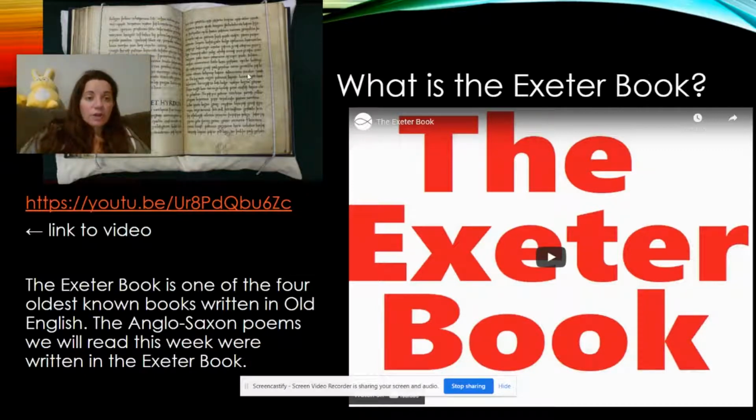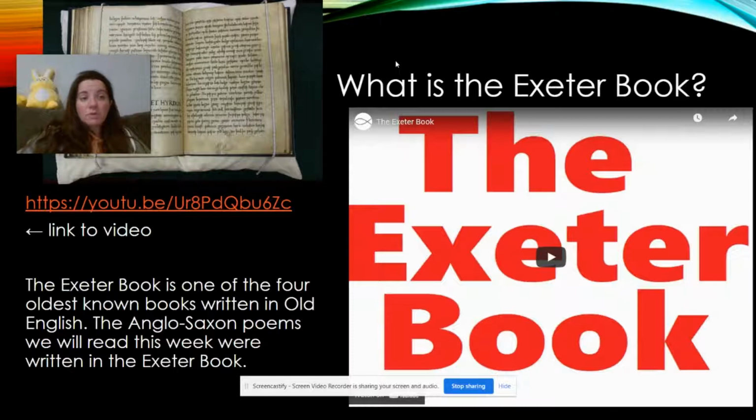You can see a picture of the Exeter book up here in the upper left-hand corner. The Exeter book is one of the four oldest pieces of Old English literature that were actually written down, as far as scholars know. So, one of the four oldest known books written in Old English, the Old Anglo-Saxon stories. Now it's very likely that these stories were hundreds of years older than the Exeter book.